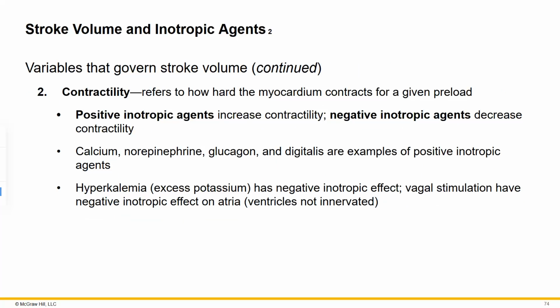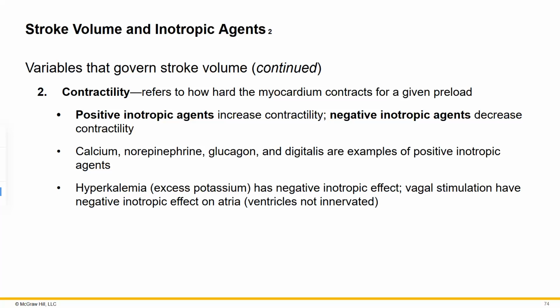Contractility refers to how the myocardium contracts for a given preload. Positive inotropic agents increase contractility. Negative inotropic agents decrease contractility. Calcium, norepinephrine, glucagon, and digitalis are examples of positive inotropic agents. Hyperkalemia, or excess potassium, has a negative inotropic effect. Vagal stimulation has a negative inotropic effect on the atria.